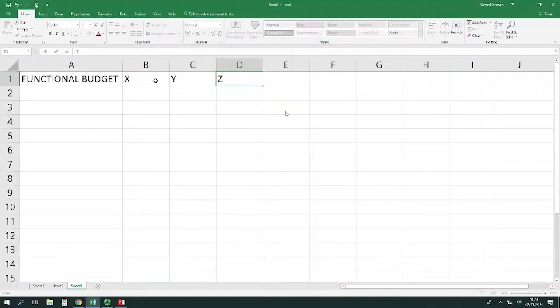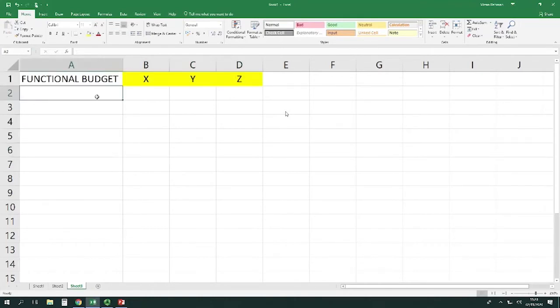X, Y, and Z. And the first one is sales budget. Sales demand. And sales budget in this case is your sales demand. Easy peasy. But it's not as easy in real life, so I'll explain that bit.